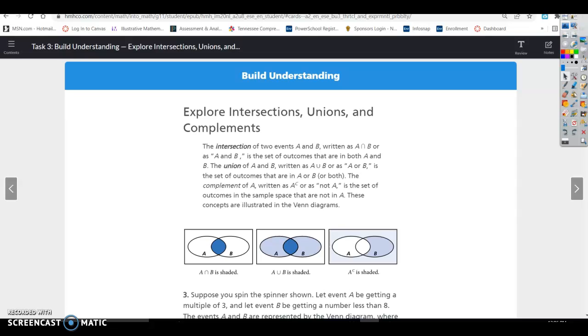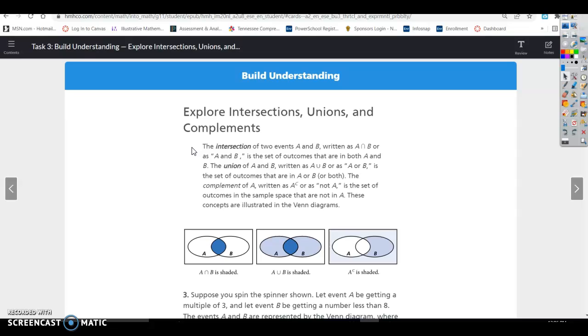Lesson 17.1, Task 3. Explore intersections, unions, and complements. The intersection of two events A and B, written as A intersection B or A and B, is the set of outcomes that are in both A and B. The union of A and B, written as A union B or as A or B, is the set of outcomes that are in A or B, or both.